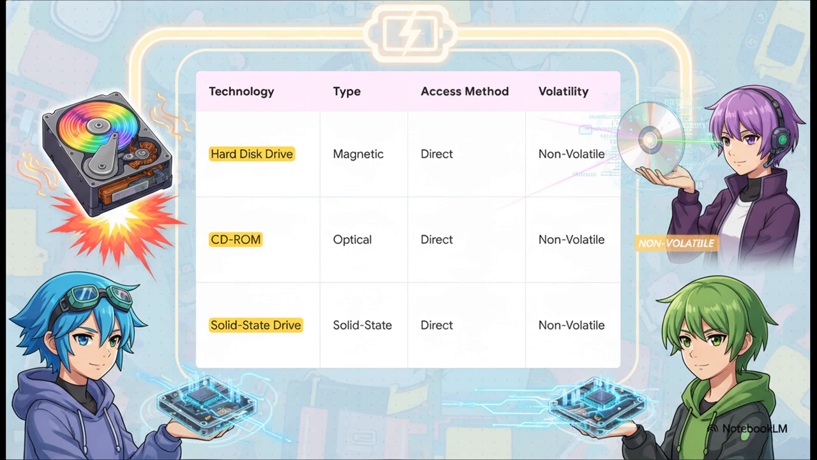We started with older magnetic technology, like spinning hard disk drives. Then we moved on to optical things, like CDs. And now, most of our computers use these unbelievably fast solid-state drives. But you know what they all have in common? They are all non-volatile. They hold onto your data securely, even when the power is completely off.